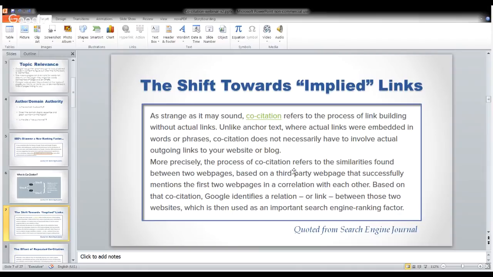And more precisely, the process of co-citation refers to the similarities found between two web pages. So if we're both talking about similar topics and we have slightly different variants of things to say about that topic, and we've written our own original content, but we're similar, then that also makes us more reliable, more authoritative in Google's eyes. And they do this based on a third-party web page that mentions the first two web pages in correlation with each other. Based on that co-citation, Google identifies a relationship or link between those two websites, which is then used as an important search engine ranking factor. Not just minor, important. And so that is one of the ways that we can have other people's authority rub off on us.